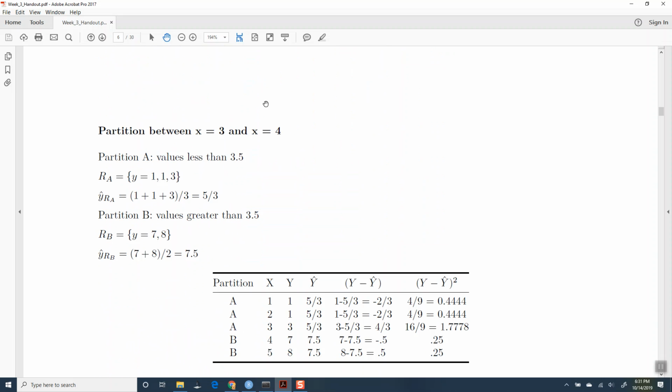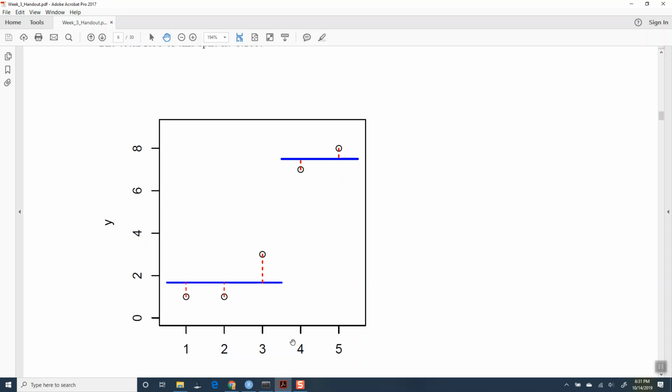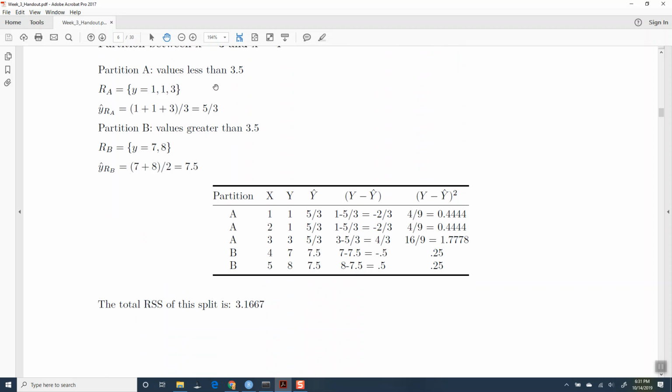Okay, and then I consider this split. We're going to split between x is 3 and x is 4, so basically at 3.5. Values less than 3.5, y takes on the values 1, 1, and 3. So therefore, my y hat is going to be 5/3. Then for values greater than 3.5, y takes on the values 7 and 8. And so my prediction for both of these observations here will be 7.5.